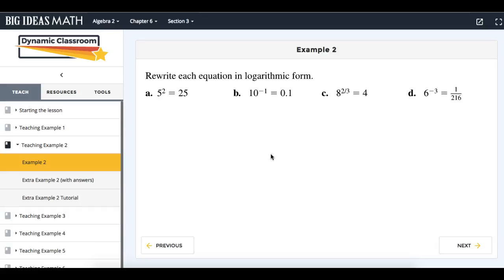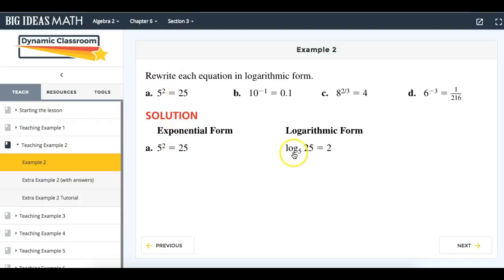So let's go ahead and work on these right now. If we're taking our exponential function right here, which is 5 squared equals 25, 5 is our base, so we're taking that as log base 5, and then we switch our values right here. So this is going to be log base 5 of 25 equals 2. That's the same thing as 5 squared equals 25. Remember, our base stays the same, and we just switch our values right here. 25 goes to the left, 2 goes to the other side.